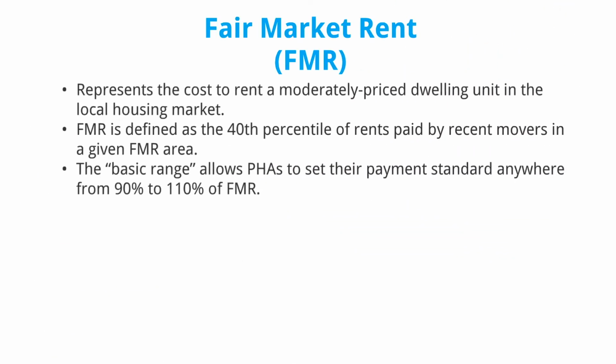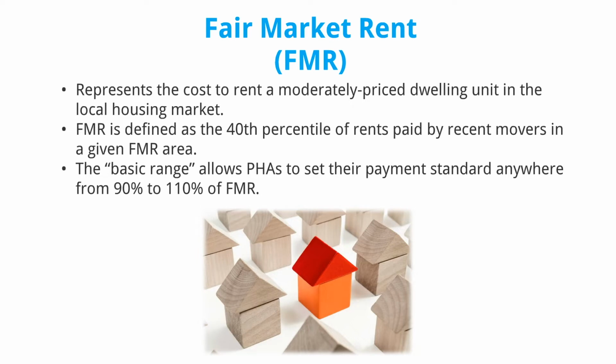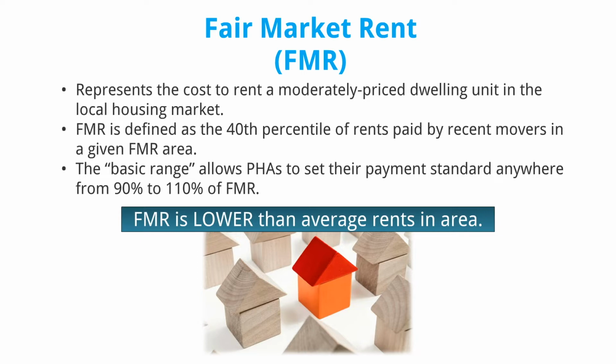What is a fair market rent? Each year, HUD publishes fair market rents for areas all across the country. These are intended to represent the cost to rent a moderately priced dwelling unit in the local housing market. HUD determines the FMR by looking at the rents paid by people who've recently moved in a given FMR area. They then determine the 40th percentile of rents paid by recent movers in a given FMR area and set the fair market rent at that amount. This means that 40% of the units in the area rented for less than the set FMR amount. Therefore, FMR is slightly lower than the median rents for the area.